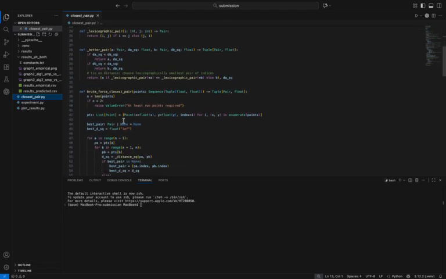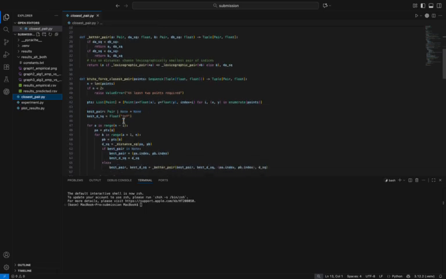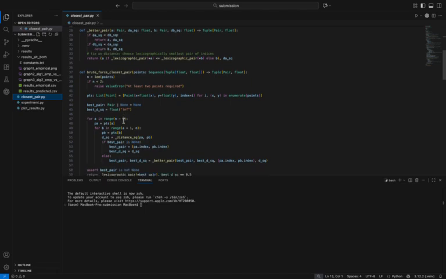The brute force function is straightforward. It loops over every pair of points, updates the best distance if it finds a smaller one, and returns the two indices that achieved the minimum. This matches the Theta(n squared) behavior we learned.